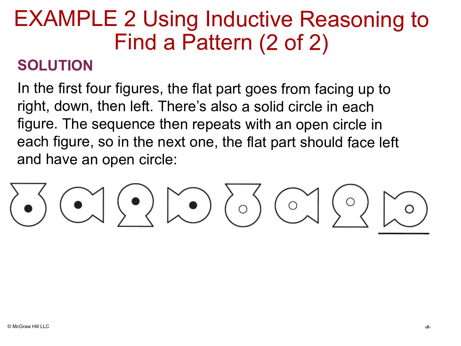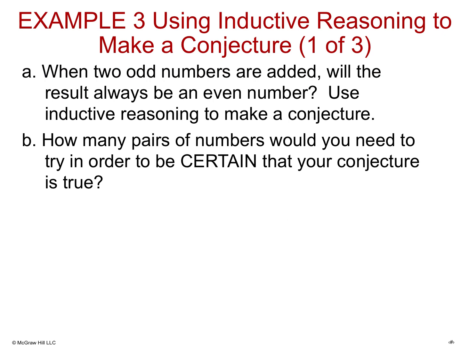All right, so let's move into our next example, which is to use inductive reasoning to make a conjecture. So this says, when 2 odd numbers are added, will the result always be an even number? Use inductive reasoning to make a conjecture. How many pairs of numbers would you need to try in order to be certain that your conjecture is true? Okay, so we'll start first with the letter A.